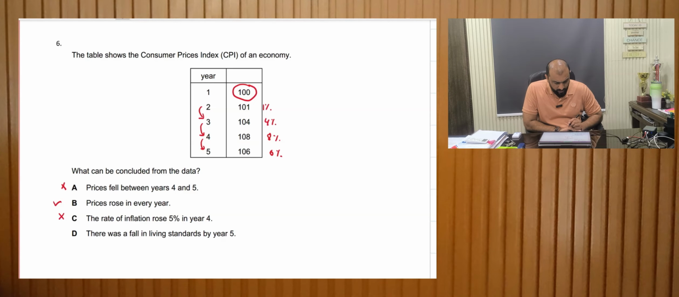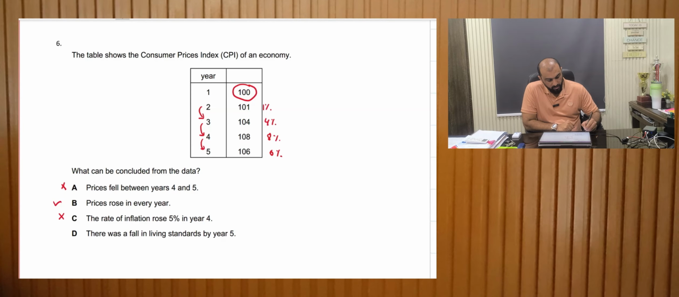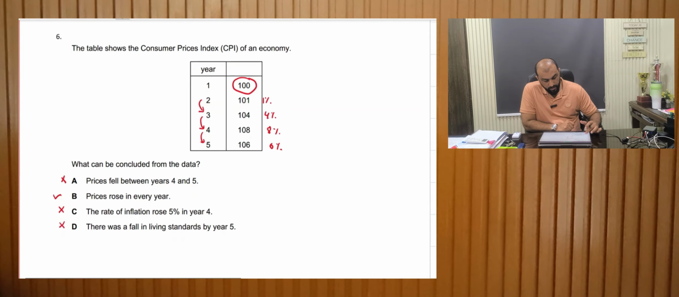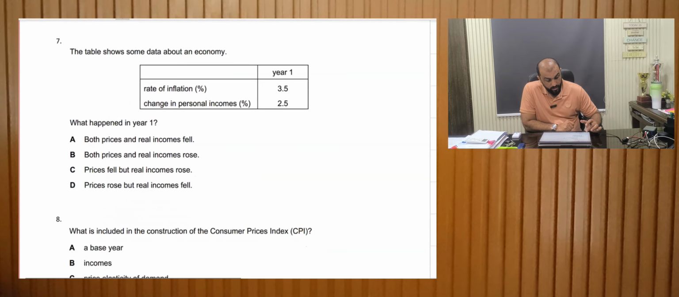There was a fall in living standard by year 5. There was a fall in living standard in all of the years, not in year 5 alone, because every year there is inflation, the purchasing power is falling, so every year the standard of living is decreasing if the incomes are not increasing. So this is incorrect. So B is the right answer. Let's move on to the next one.